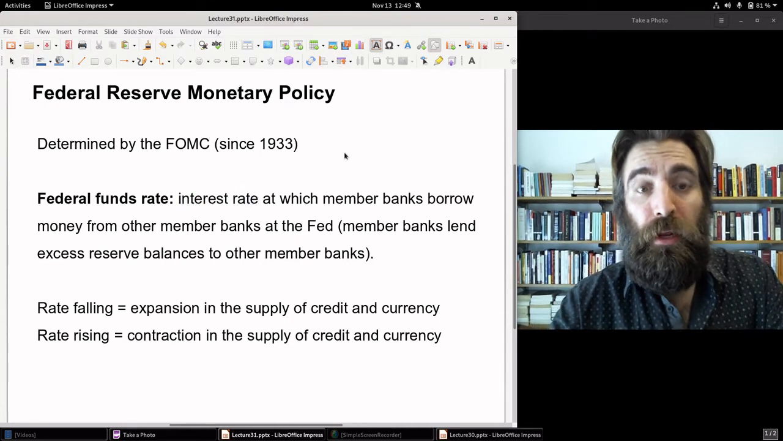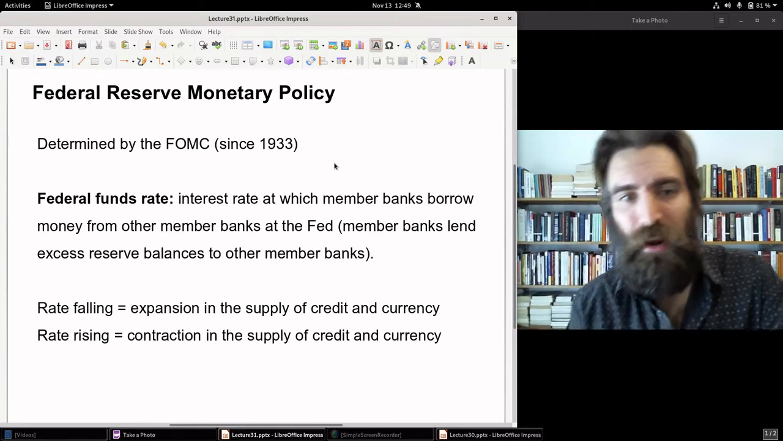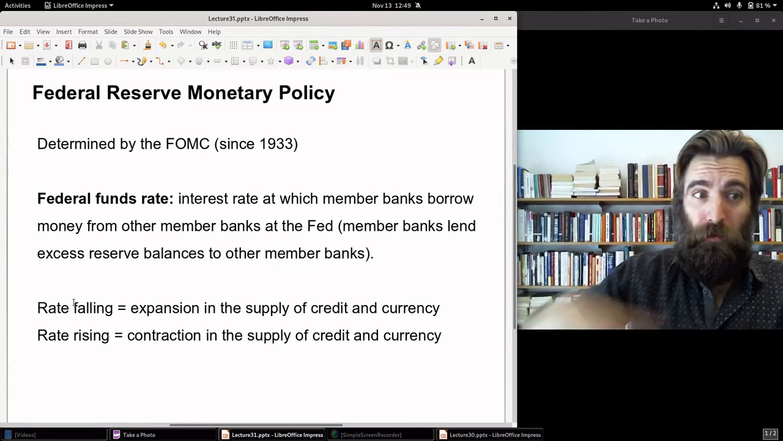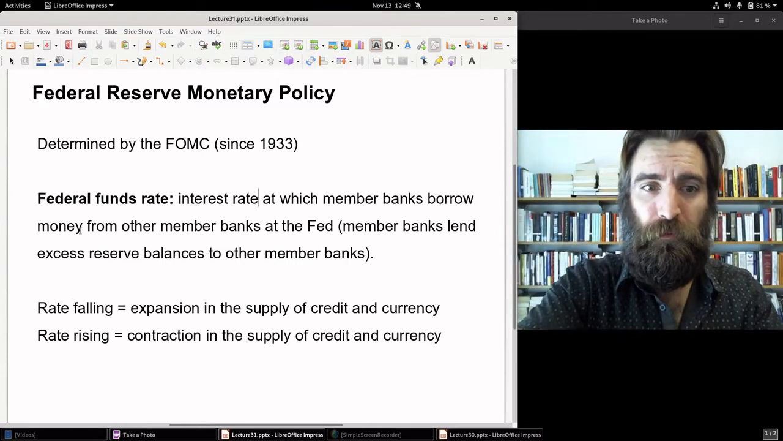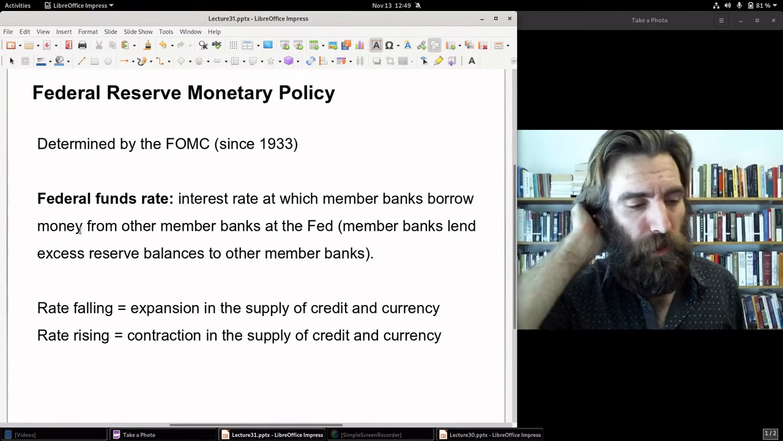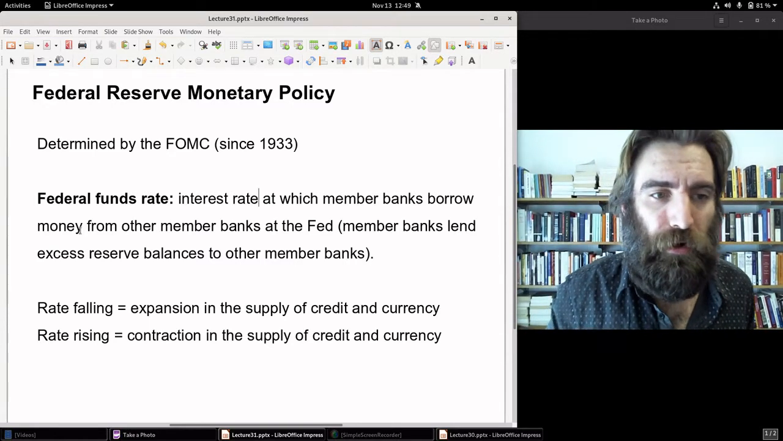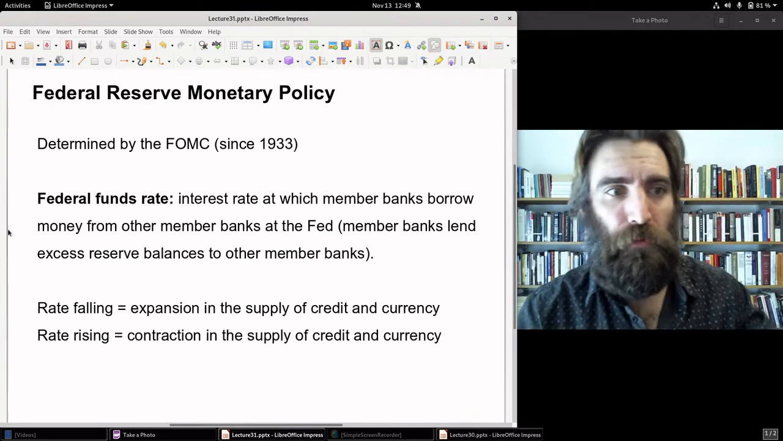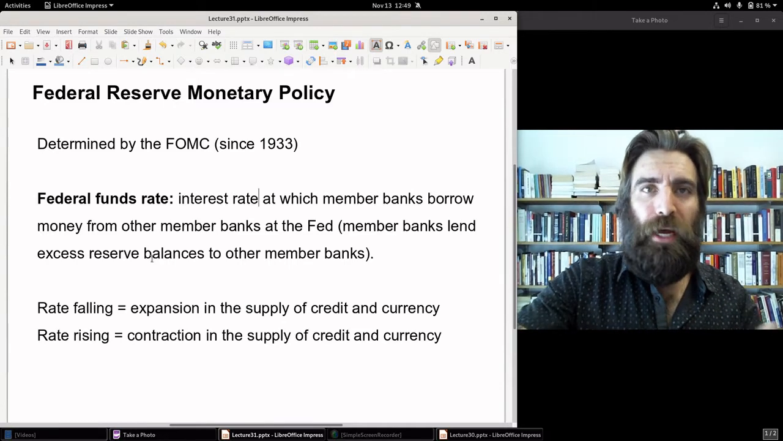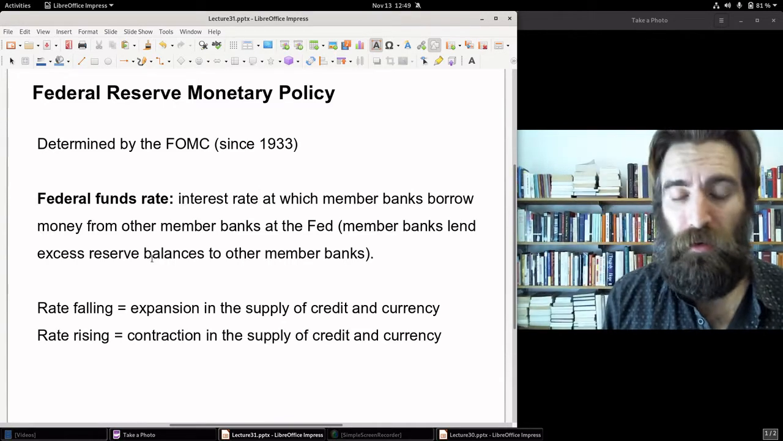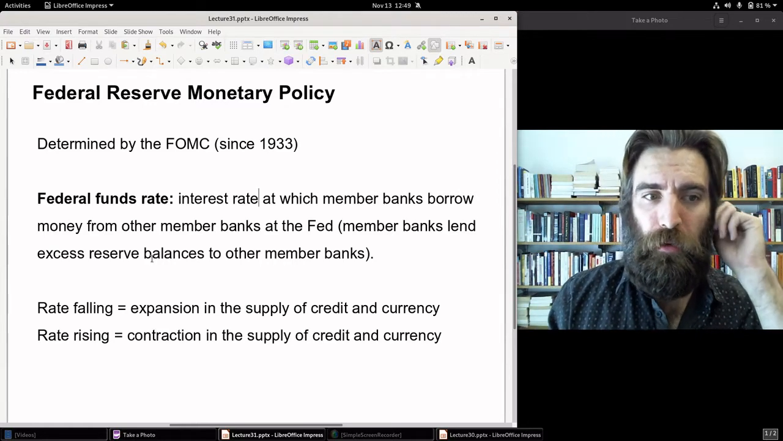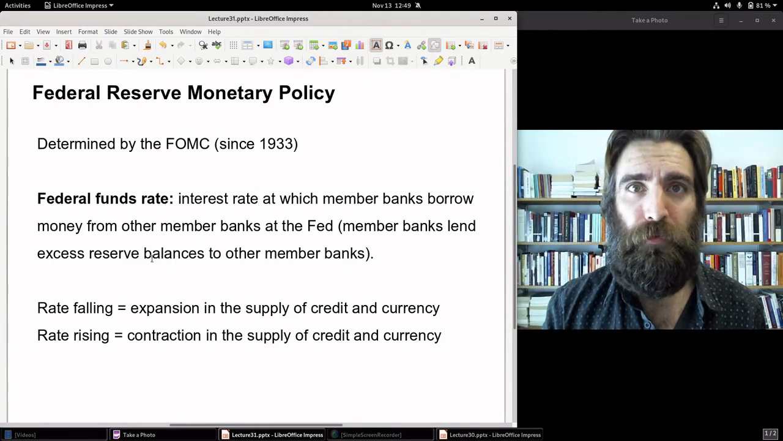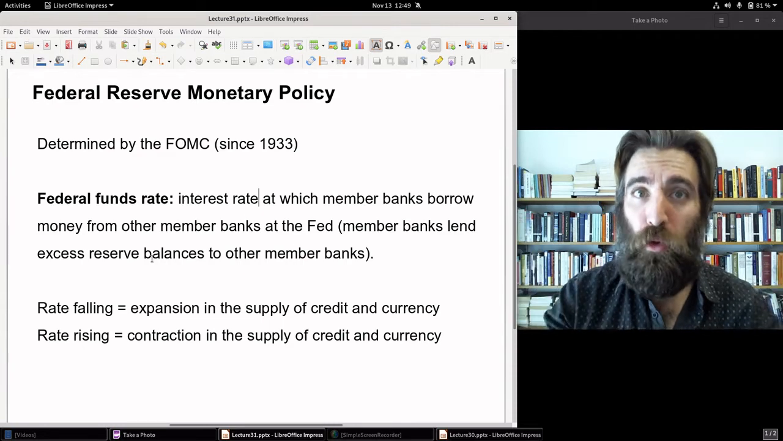Okay, they do it through open market operations. But before that, I'm getting too far ahead of myself. I told you this stuff's a little complicated. When the federal funds rate is falling, as it did in March of 2020, dramatically, we'll see a graph here in a second. When the interest rate is falling, which member banks borrow from one another at the Fed, that essentially is a benchmark. It tells you something about the currency supply and the supply of credit in the economy. That means essentially you have an expansion of credit and currency. So a lower interest rate equals more credit, more currency available.